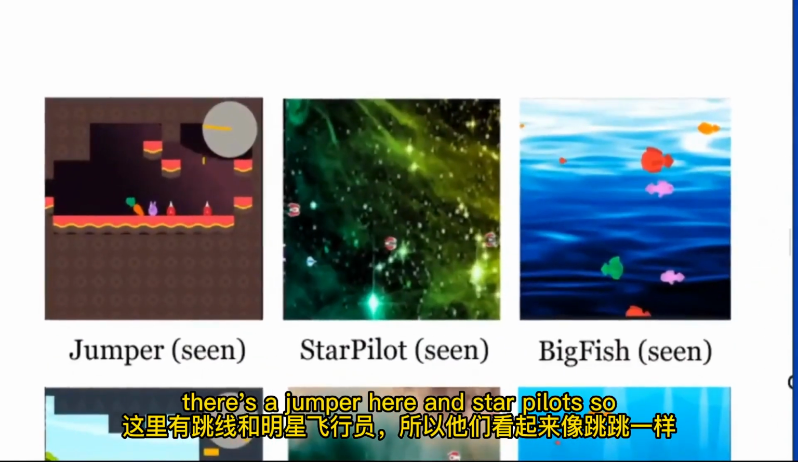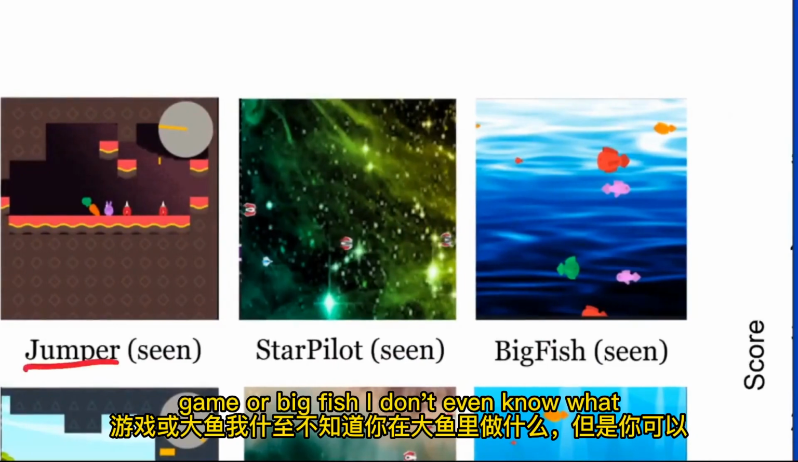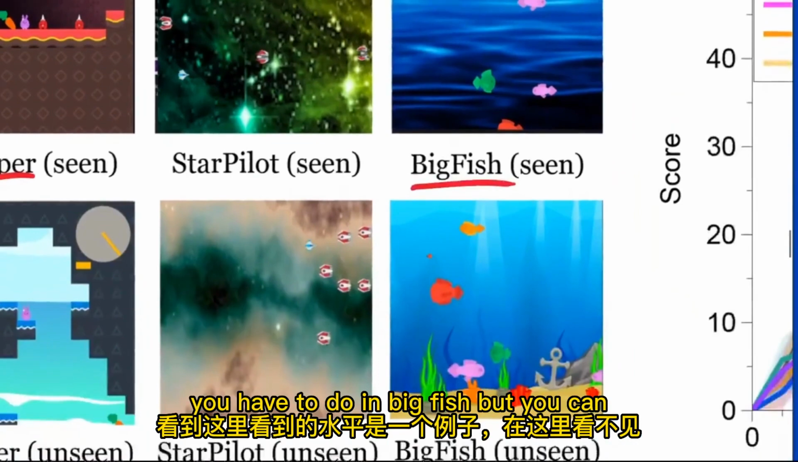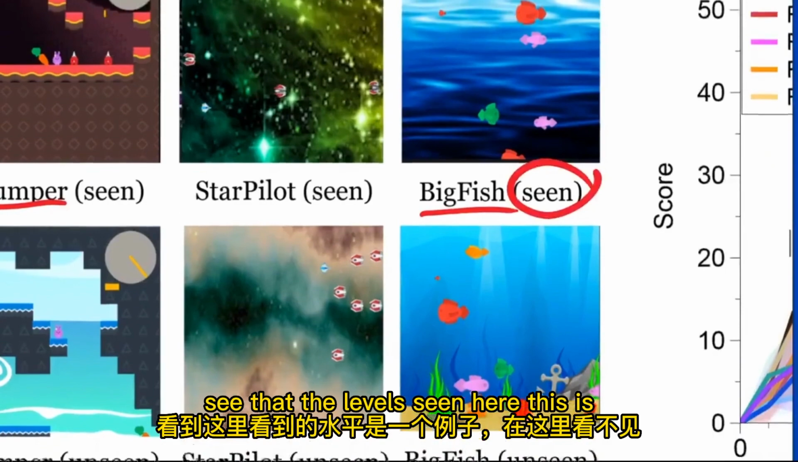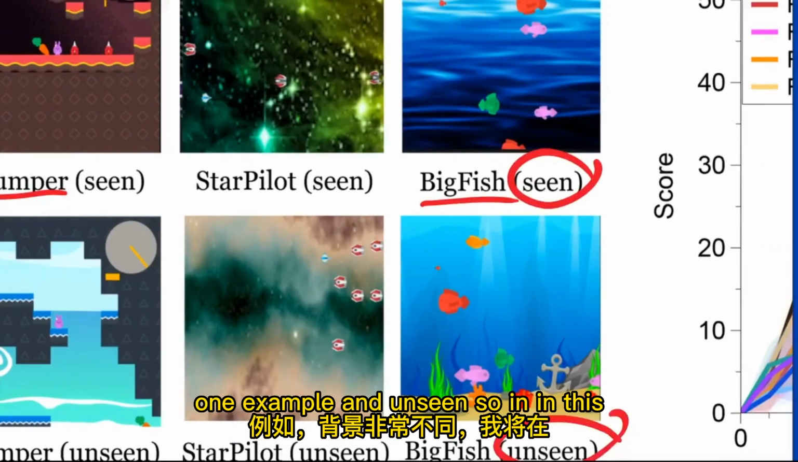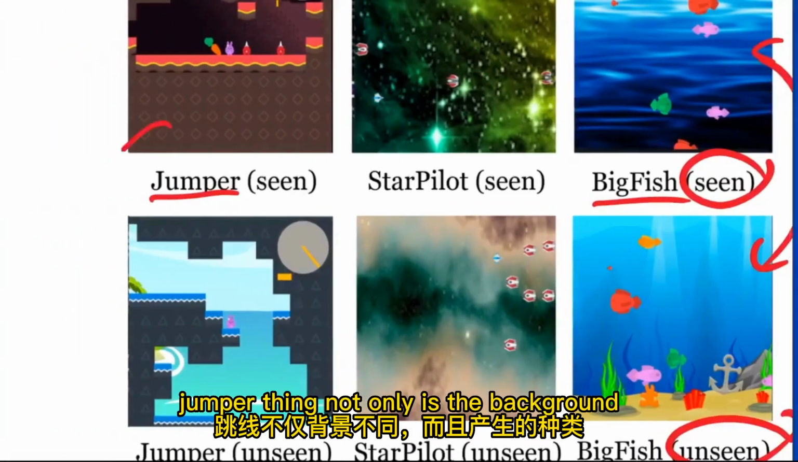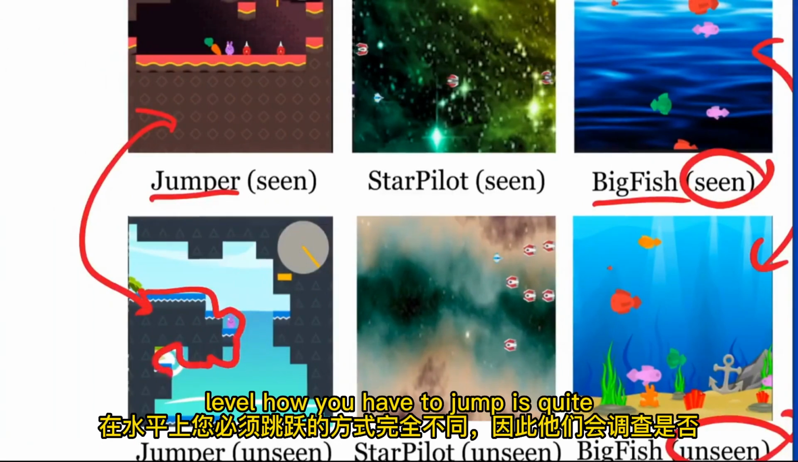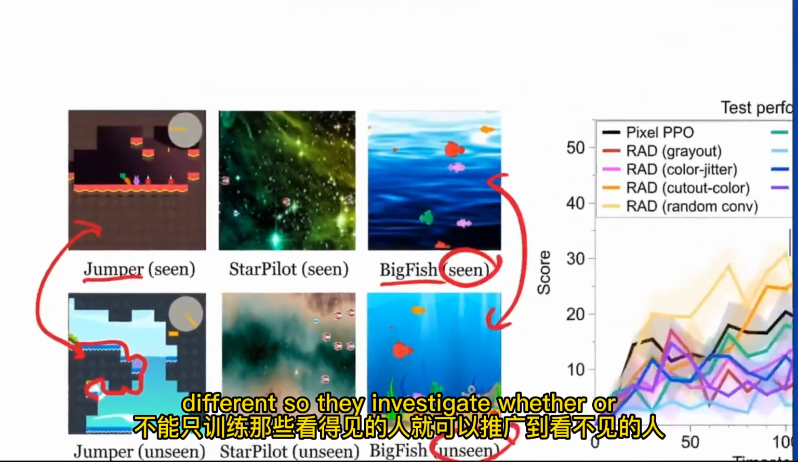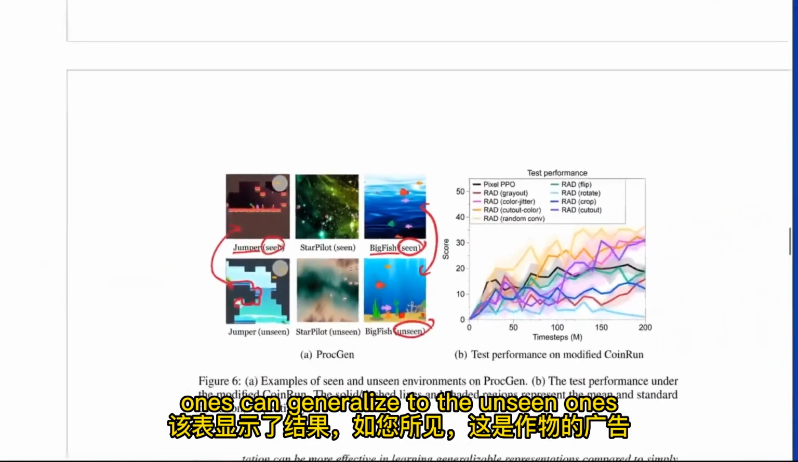So there's Jumper here and Star Pilot. They seem like a jump and run game, or Big Fish. I don't even know what you have to do in Big Fish, but you can see the levels seen here, this is one example, and unseen. In this example, the background is very different, and I'm going to guess in the jumper thing, not only is the background different, but also the kind of generated level, how you have to jump, is quite different. So they investigate whether or not an agent trained on only the seen ones can generalize to the unseen ones.